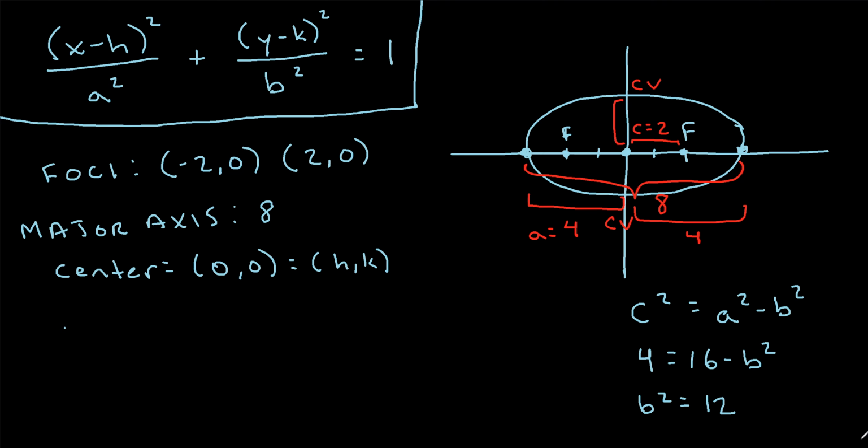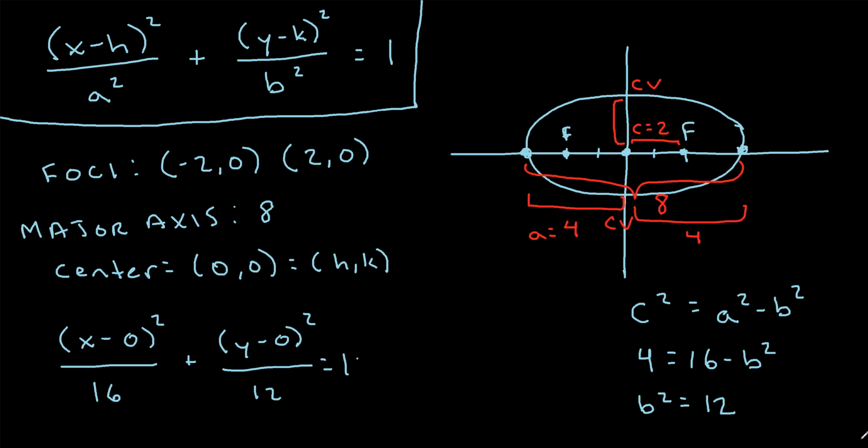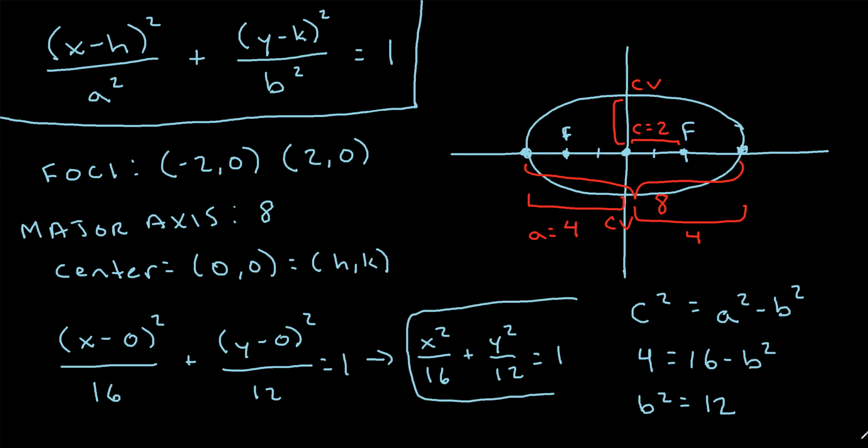So we have (x minus h) squared, so x minus h we said was 0, so 0 squared, over a squared. a we said was 4, so a squared is 16, plus (y minus k) squared. k we said was 0, so 0 squared, over b squared. And we just figured out that b squared is 12, is equal to 1. So we can write our final answer as x minus 0, that's just x. So we have x squared over 16, plus y minus 0 is y, so y squared over 12 is equal to 1. And that will be our final answer. That's the equation of this ellipse.